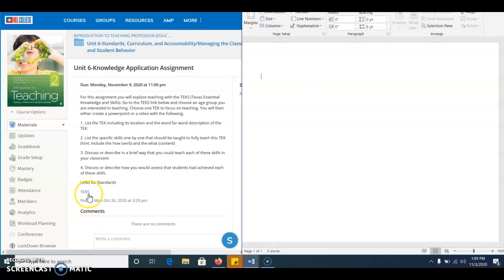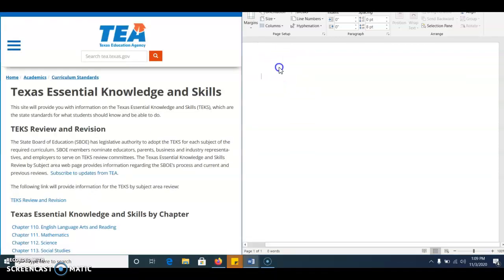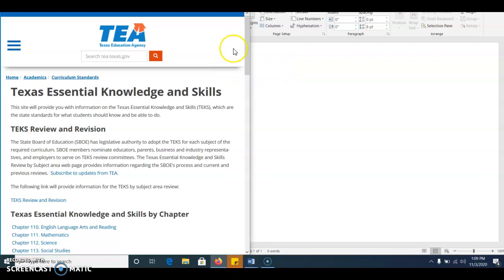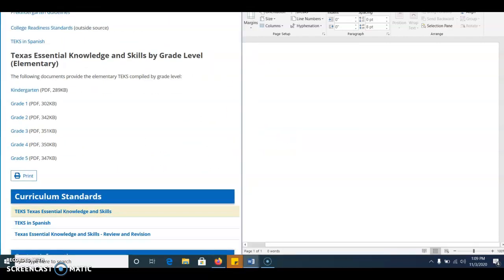So let's follow the link to the TEKs. It's right here. First, you have to list the location of the TEK. And a lot of people don't do this and they lose points on it. So how do we look up a TEK location?